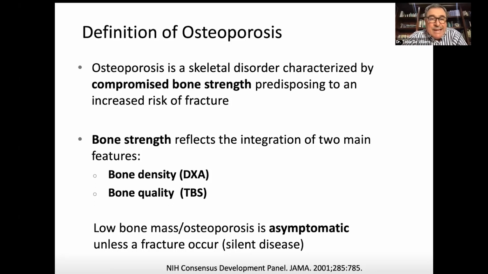Now, we always start off with a definition. Osteoporosis is a skeletal disorder characterized by compromised bone strength that predisposes to an increased risk of fracture when you fall from your own body height. Bone strength can be measured basically in two ways that are relevant to our conversation today. The first one is bone density, which we measure by dual X-ray absorptiometry, which I'll now call DEXA, as well as bone quality, which we can measure with the trabecular bone score, which I'll now refer to as TBS.